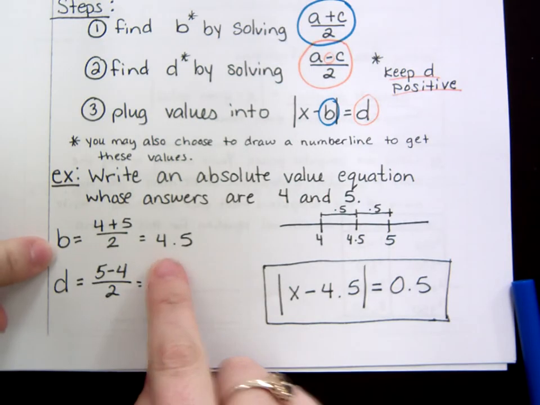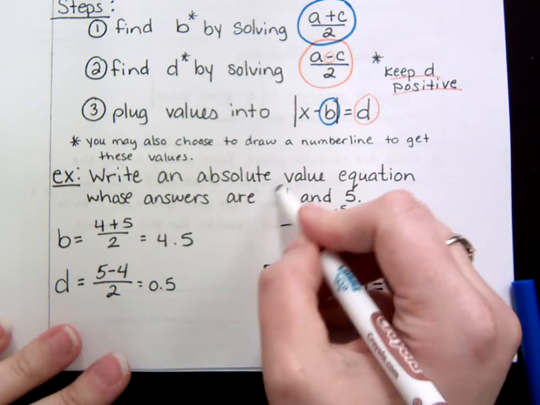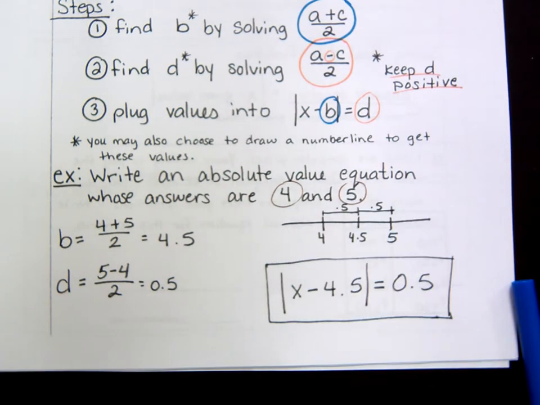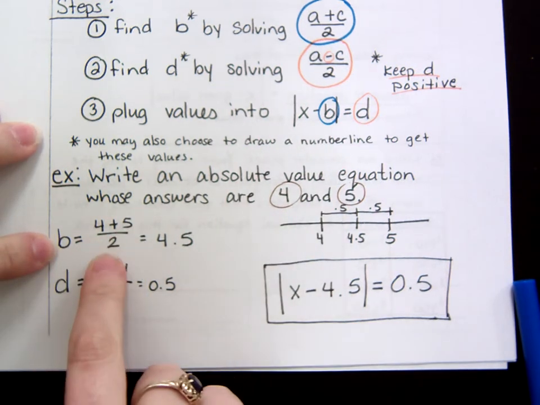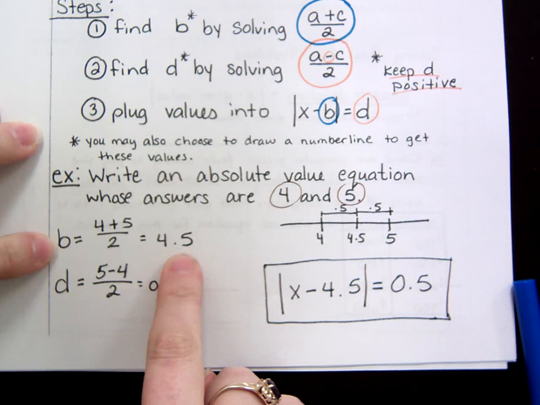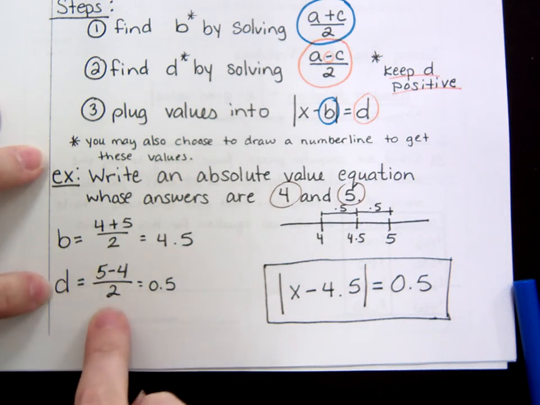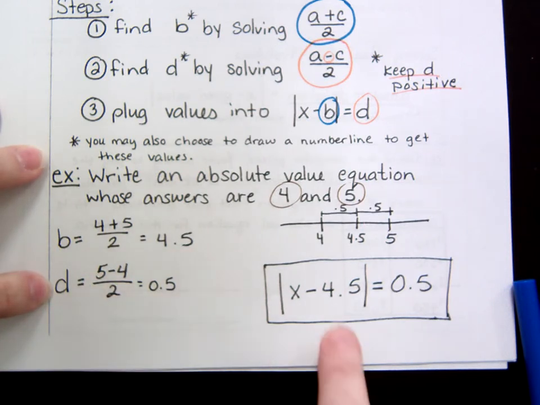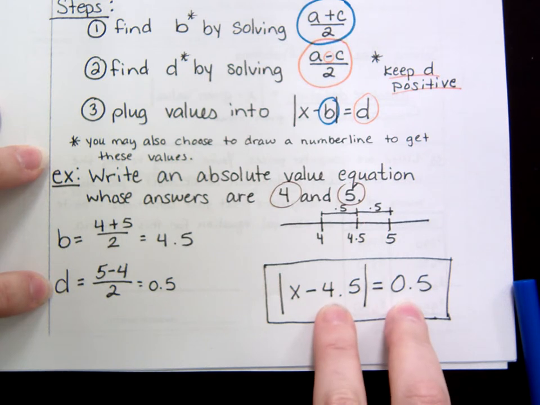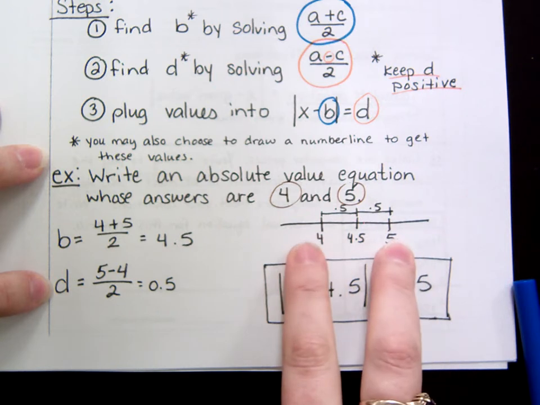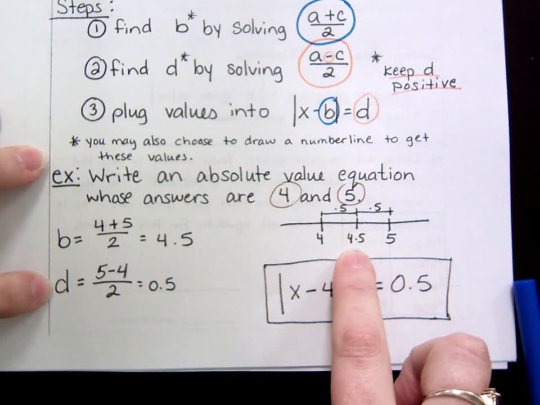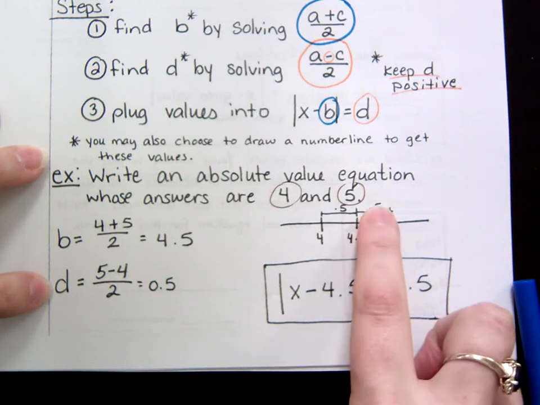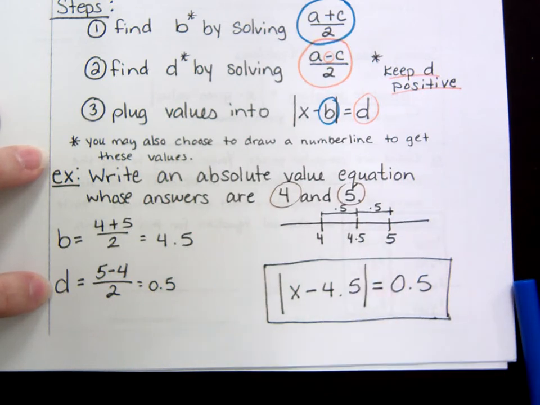So, like down here, I tell you that the answers are 4 and 5. To find the B value, I do 4 plus 5 over 2 to get 4.5. To find D, I do 5 minus 4 over 2 and get 0.5. That's where these numbers came from. You can also use a number line to do it. Midway between 4 and 5 is 4.5. The difference between 4.5 and 5 is 0.5. That's another way you can get these.